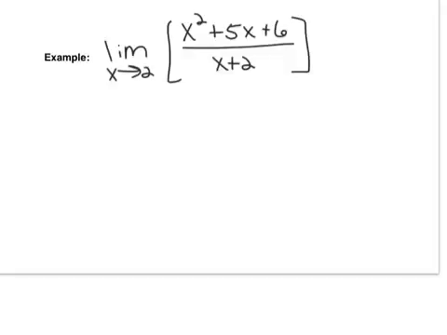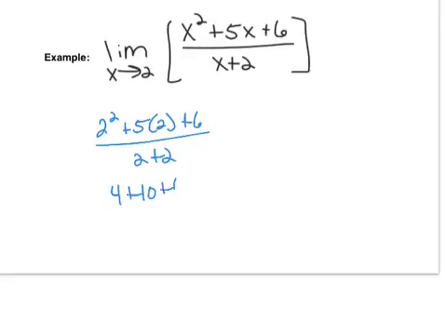So that means it's going to be 2 squared plus 5 times 2 plus 6 all over 2 plus 2. And when you get done, that's going to be 4 plus 10 plus 6 all over 4. That's 20 divided by 4, and you get 5. That's all you have to do. So the first step, always, is to check and see if the point where you're evaluating the limit makes the function continuous there, or if it's undefined. And if it's continuous, just evaluate the function and save yourself a lot of work.